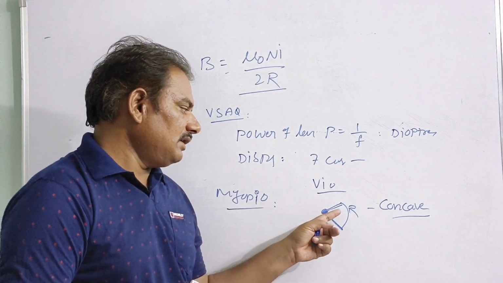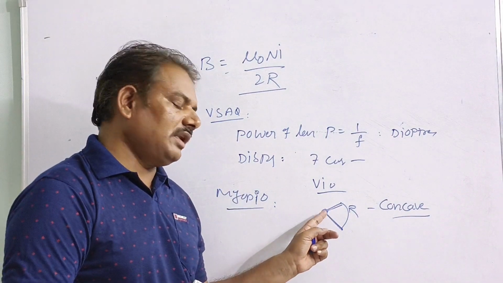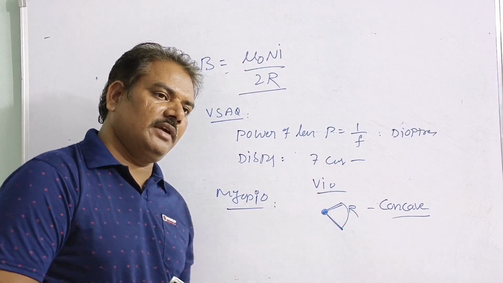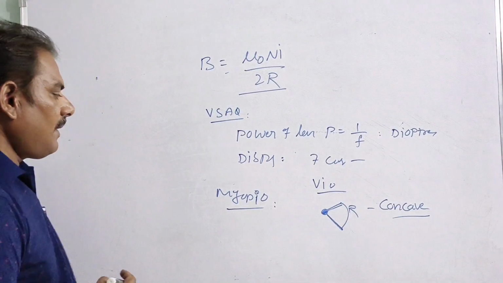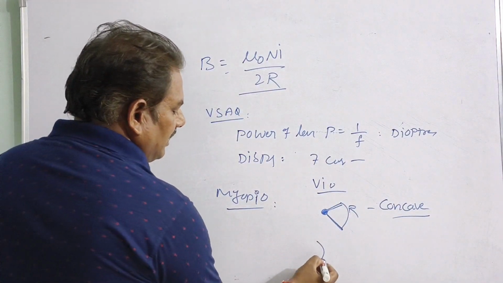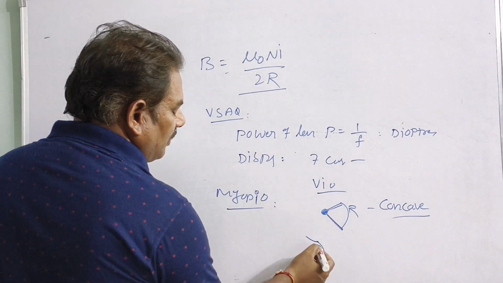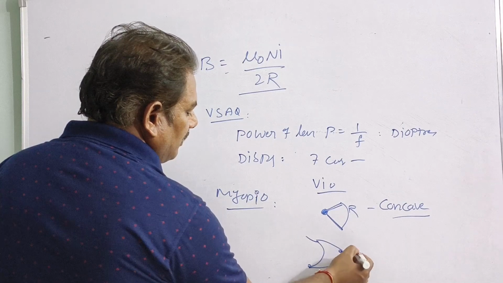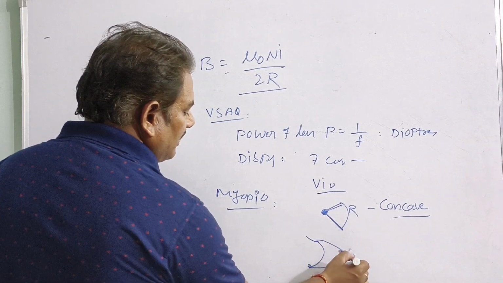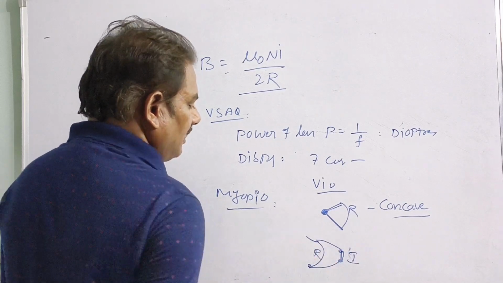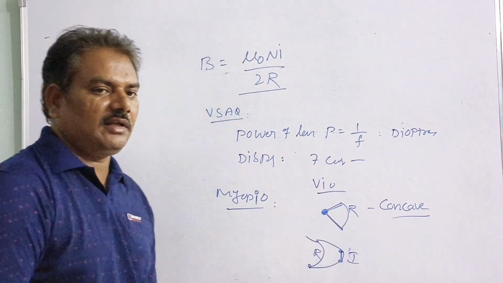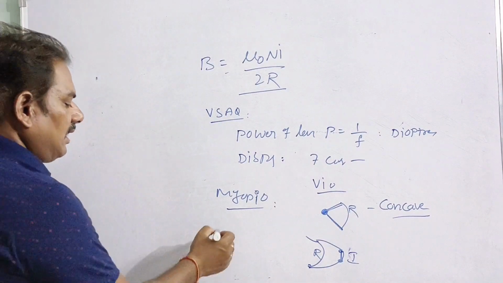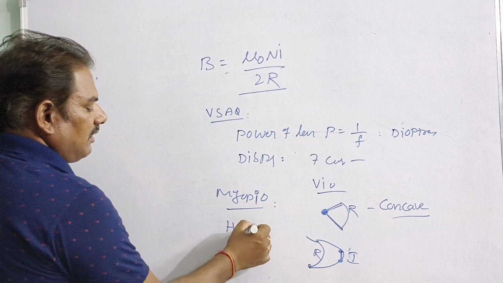Because the object image is formed in front of the retina. Suppose the object image is formed behind the retina. This is the image, this is the retina, for example, behind the retina. So this is called hypermetropia.